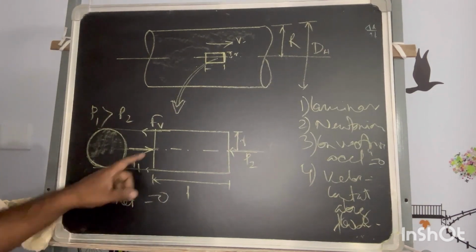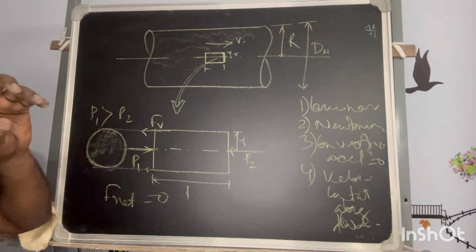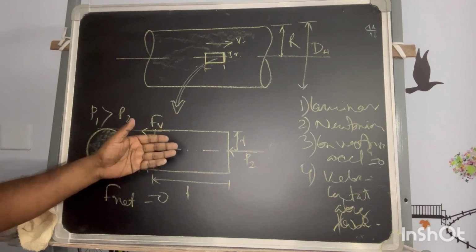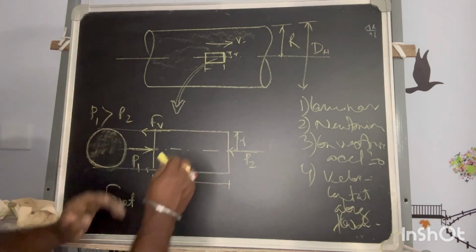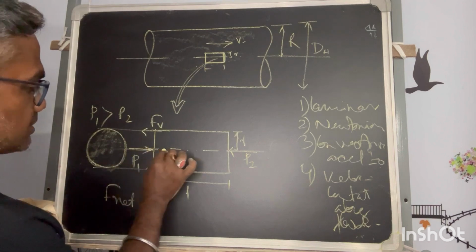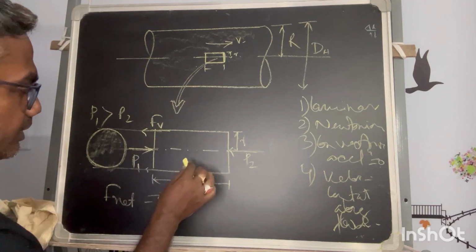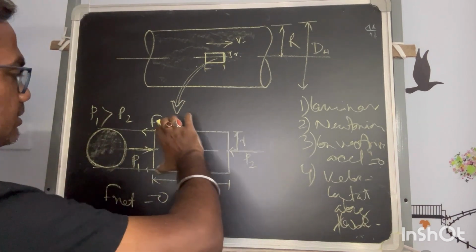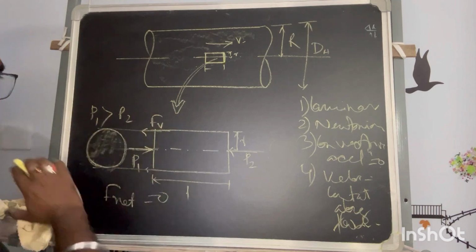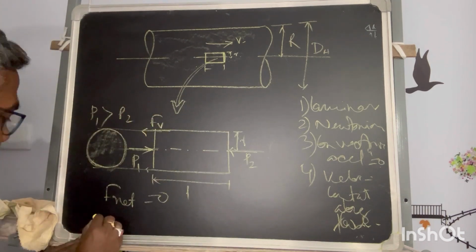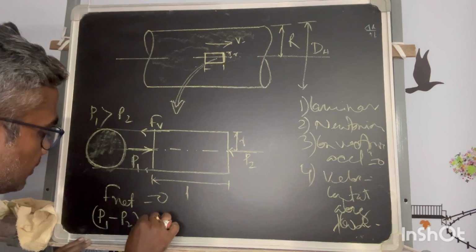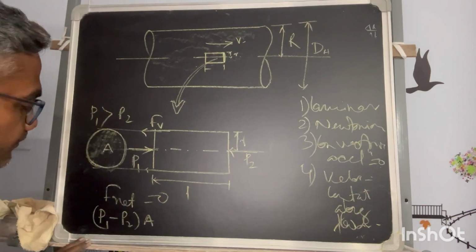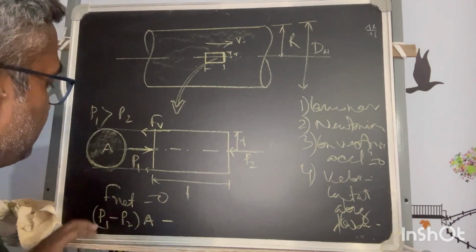force has to be 0. So for this case, if I draw the free body diagram, this is the free body diagram where the forces are: this is the pressure force, okay, and there is the frictional force on the circumference. So what are the forces? P1 minus P2, that is acting on the area. This minus, why minus?